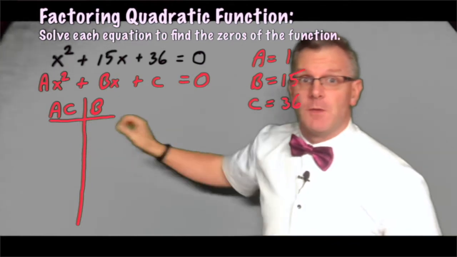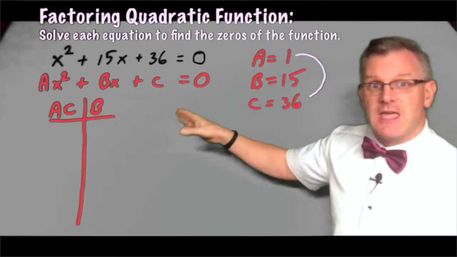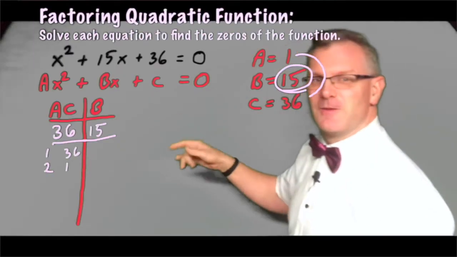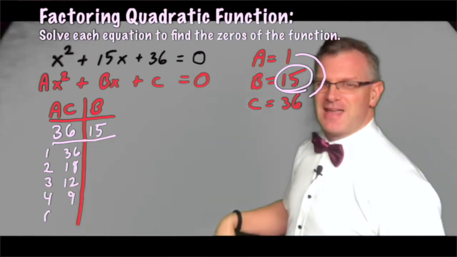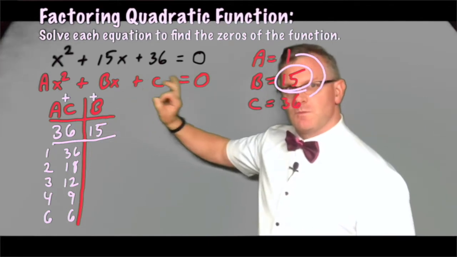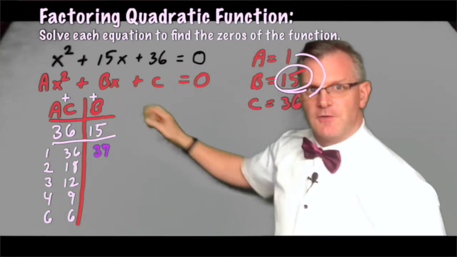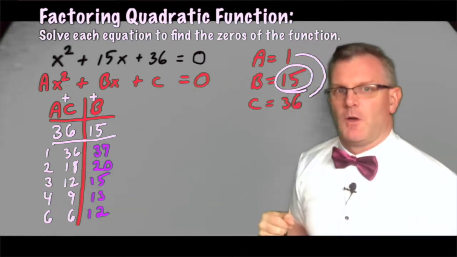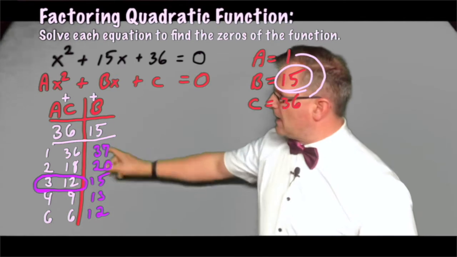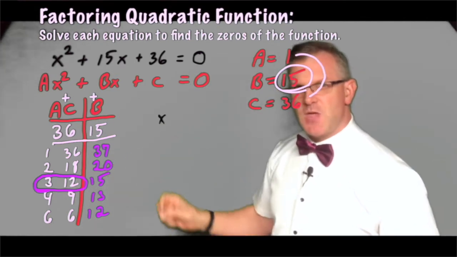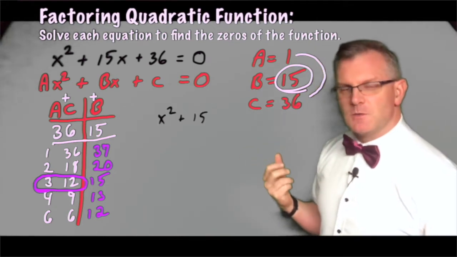So I'm going to do a little table, a little chart here. Factors of ac that sum to b, so factors of 36. Go ahead and list all those: 1 and 36, 2 and 18, 3 and 12, 4 and 9, and 6 and 6. Now, I notice that 36 is positive, and so is 15. So that means all my factors are positive, and I can add them straight across, and I see here that 12 and 3 are the factors I'm going to be using.